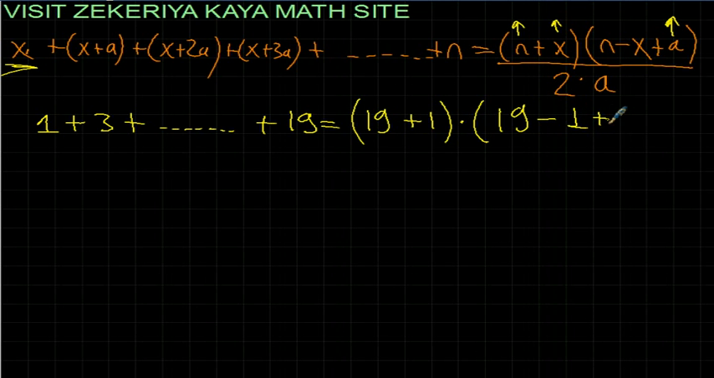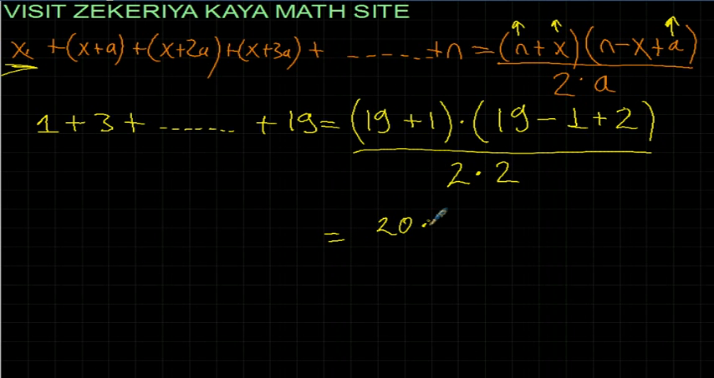So this one is increasing with which constant number? We add 2. Plus 2. Now over 2 times the increasing number. What is the increasing? 2 times 2. Now let's write 19 plus 1, 20, times 19 minus 1, 18, plus 2, 20 again, over 2 times 2. 2 and 20, 10. 2 and 20, 10. 10 times 10, 100.